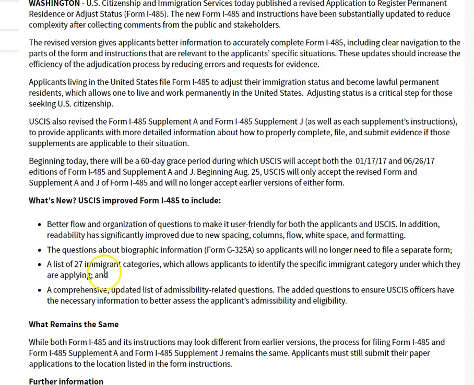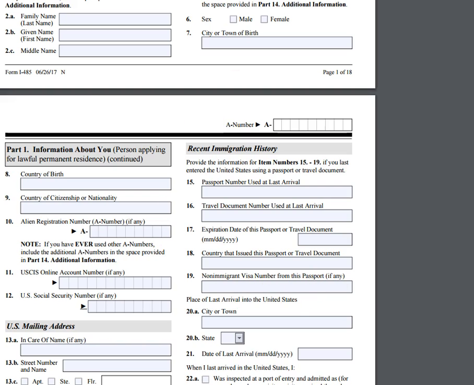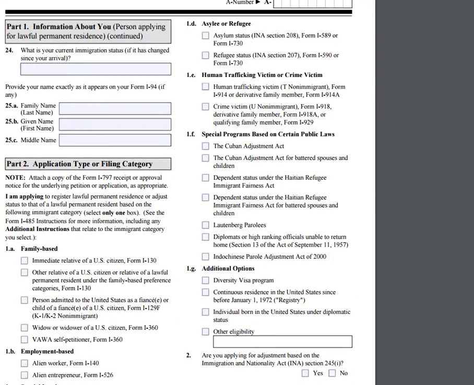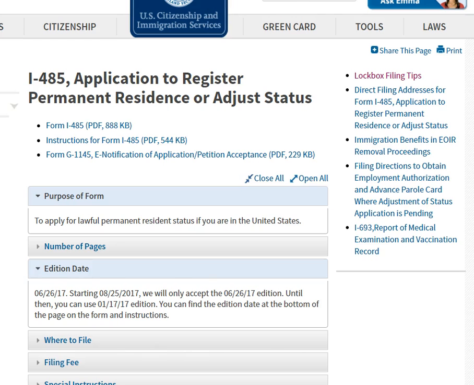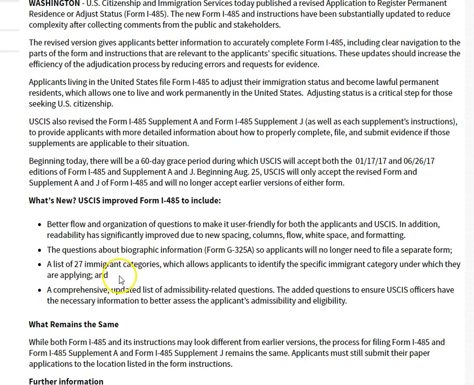A list of 27 immigrant categories. That's really interesting. They're talking about this change. We didn't have it in the past. That was a problem. Specifically, if you're an immediate relative of a citizen, you couldn't find this. That was really a need. So they were talking about this part: 25 immigrant categories, which allow the applicant to identify the specific immigrant category under which they are applying.